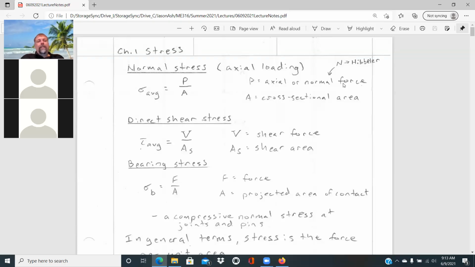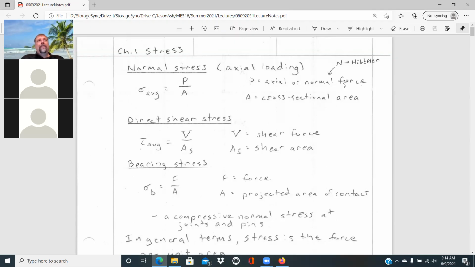Then direct shear stress, say if you have two surfaces that are bonded together and then you have a shearing force placing a shear on there, you end up with the same thing. An average shear stress across that bonded surface is just that shear force that's being applied divided by that shear area. And for that, I do subscript that with an S for shear area.